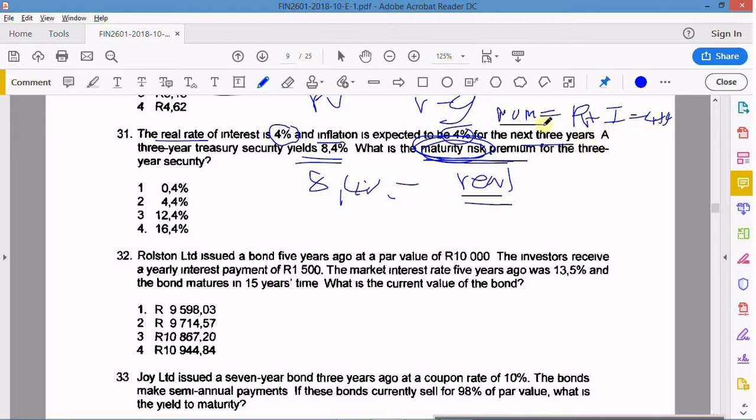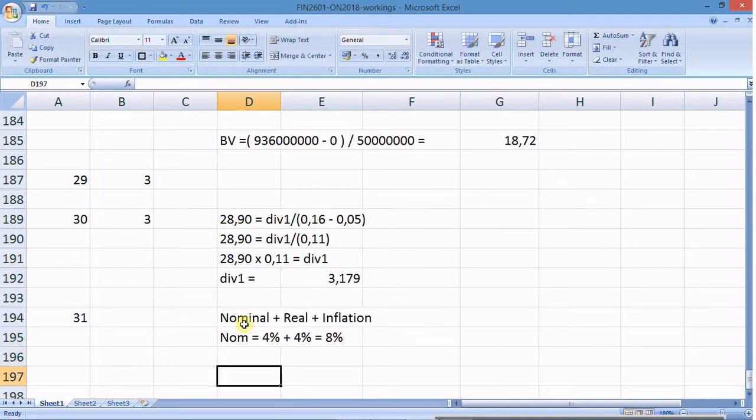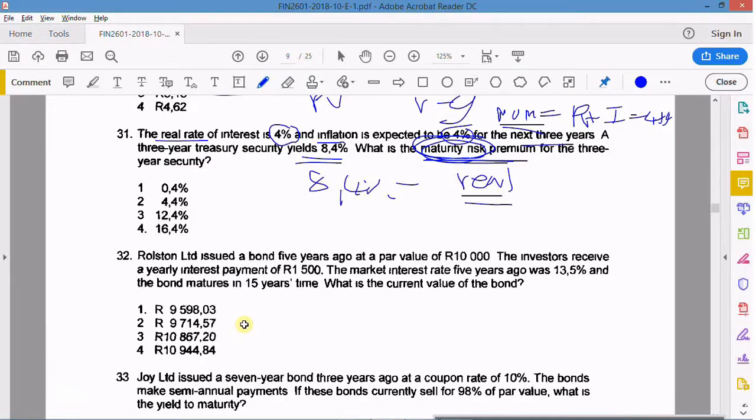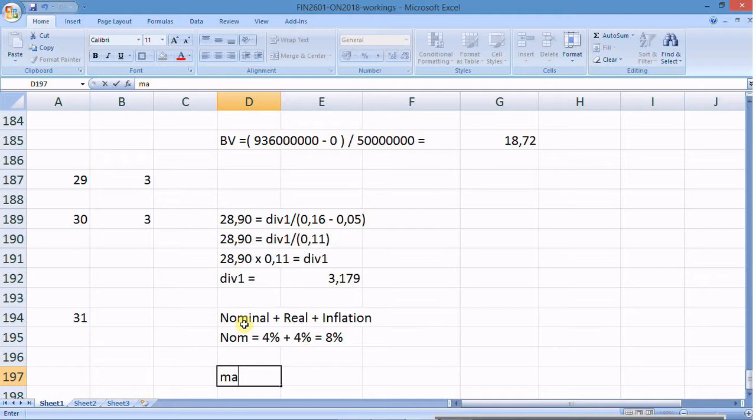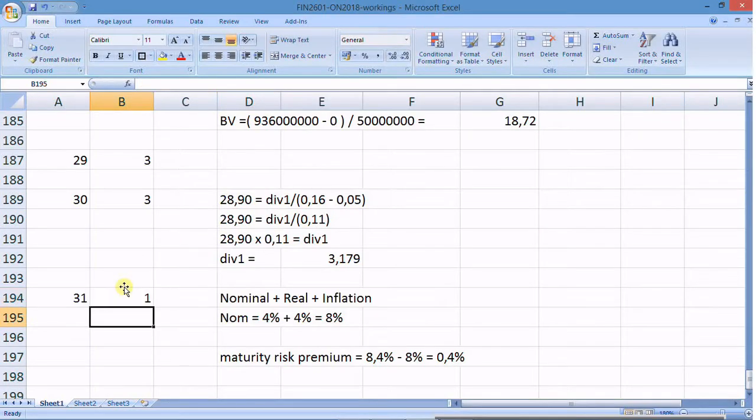So the rate that you're receiving is the nominal rate, so we need to remember what nominal is. Nominal equals real plus inflation. Do you agree? So nominal equals 4% plus 4% here, which is 8%. So the maturity risk premium is equal to the 8.4% minus the 8% nominal, which is 0.4%. So the maturity risk premium would be number one. So I was correct.